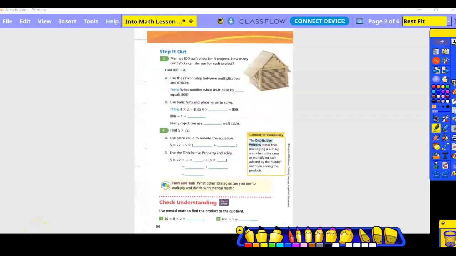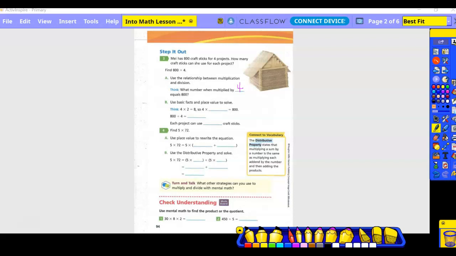Step it out. Mae has 800 craft sticks for 4 projects. How many craft sticks can she use for each project? So they know that we need to do 800 divided by 4. So use the relationship between multiplication and division. What number when multiplied by blank equals 800? So what was our other number? 4, right? Okay. Use basic facts and place value to solve.